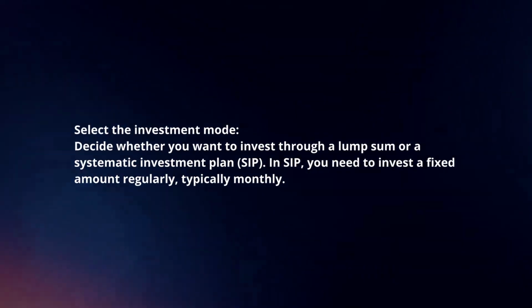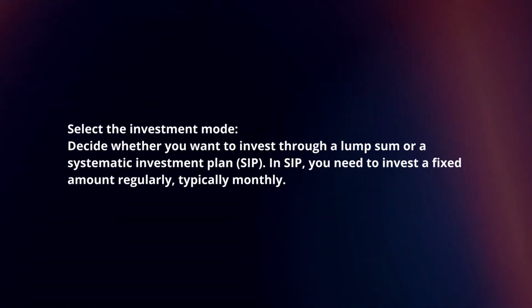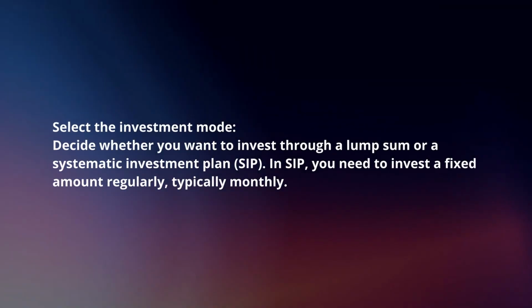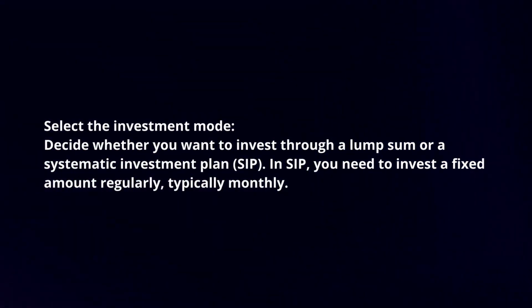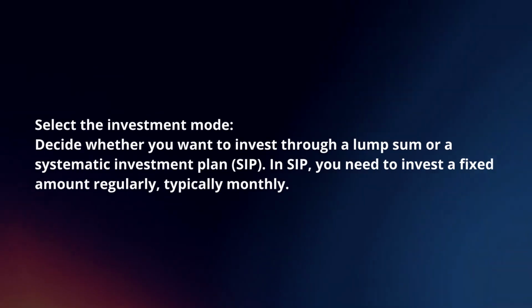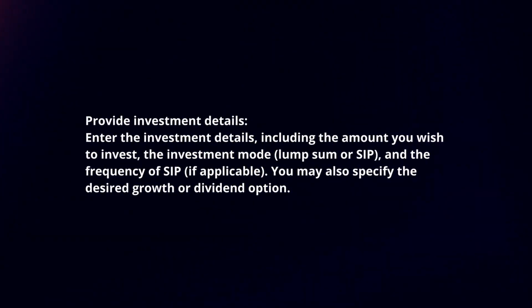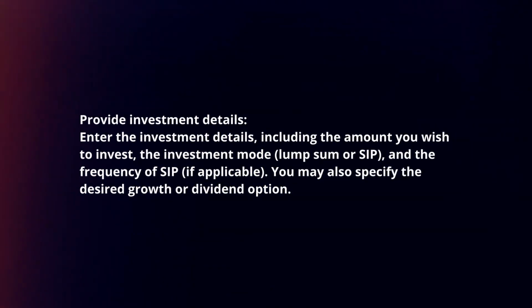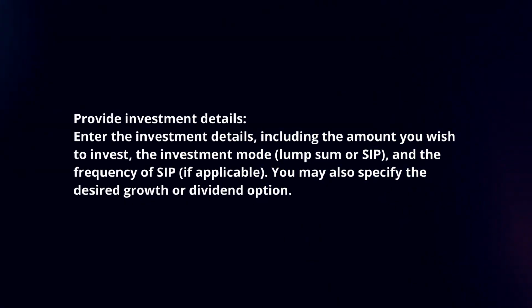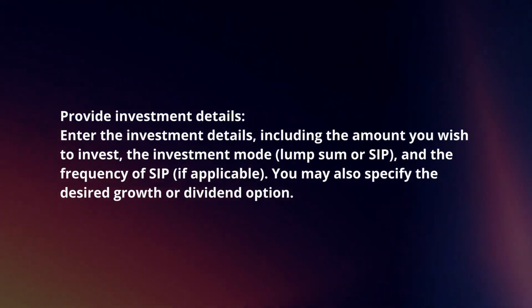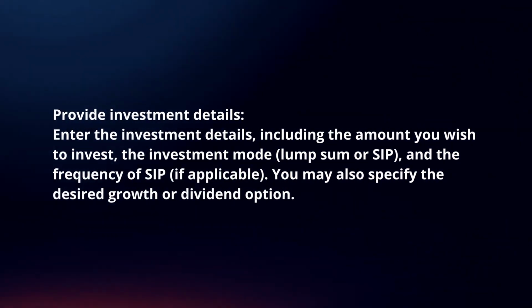Select the investment mode. Decide whether you want to invest through a lump sum or a systematic investment plan. In SIP, you need to invest a fixed amount regularly, typically monthly. Provide investment details. Enter the investment details, including the amount you wish to invest, the investment mode, and the frequency of SIP. You may also specify the desired growth or dividend option.